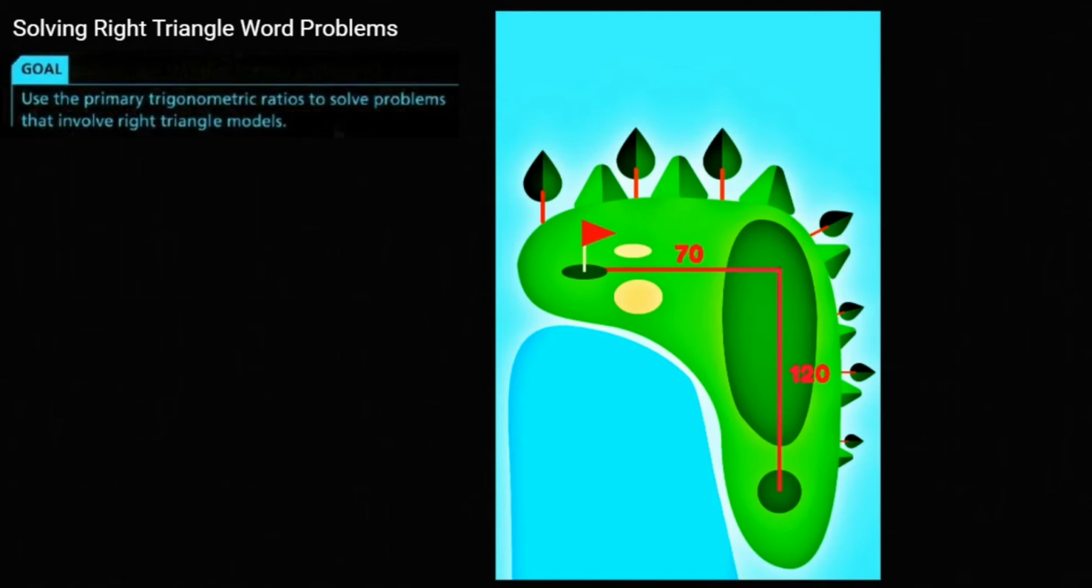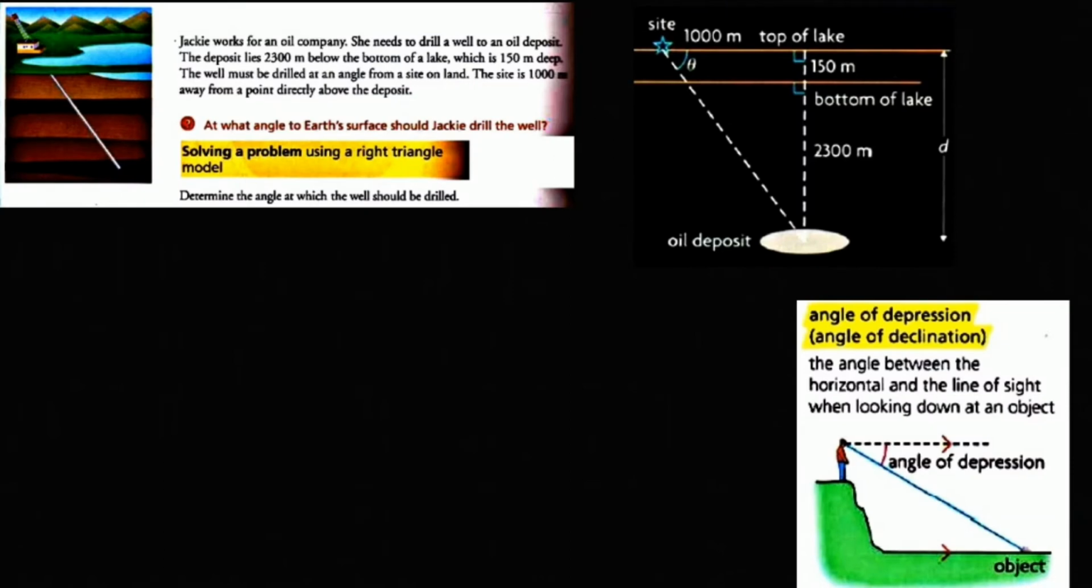In this video, I'm going to talk about how to solve right triangle word problems. The goal is to use the primary trigonometric ratios to solve problems that involve right triangle models. Okay, let's look at the first question.